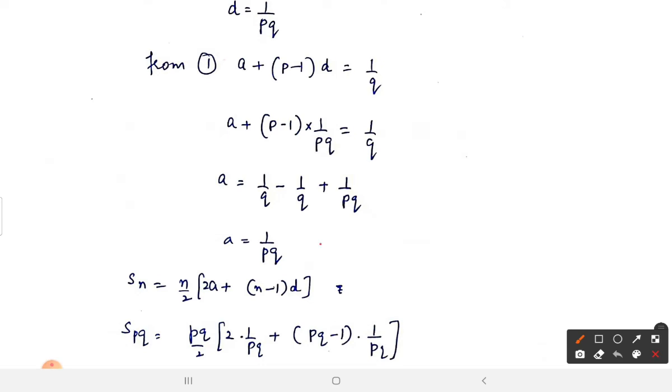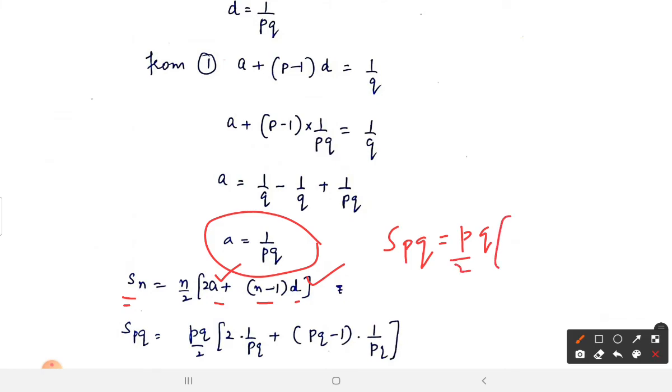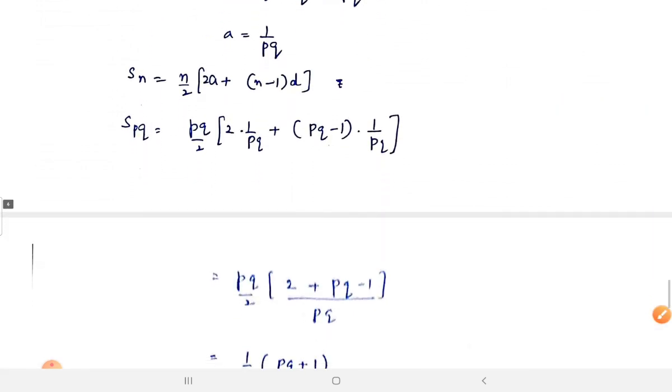So write the formula for Sn, which is n by 2, 2a plus n minus 1 d. We have with us a as well as d. Now write Spq. Instead of n, we will write pq upon 2, 2a, a is 1 upon pq, plus n is pq, minus 1 times d, d is also 1 upon pq. So solving this, after solving this, we will get the answer.